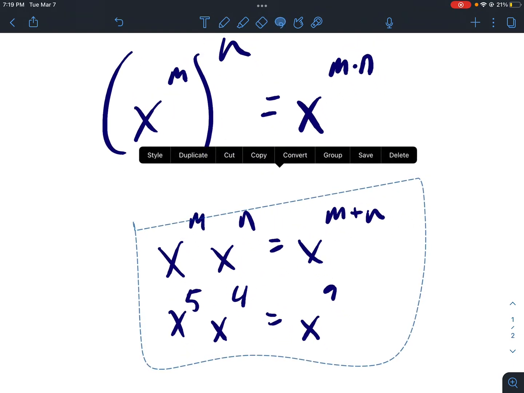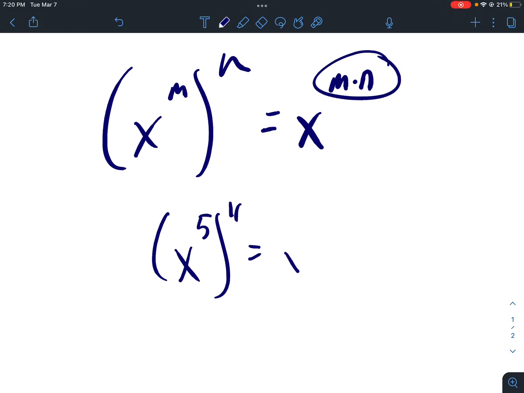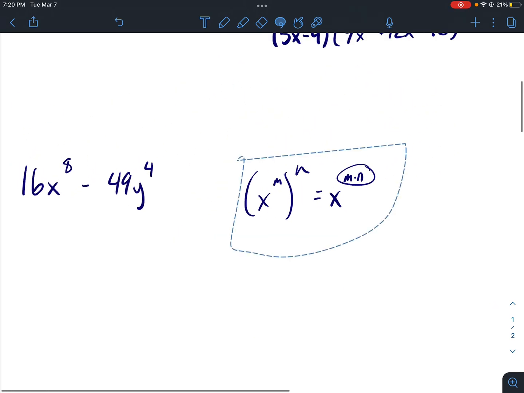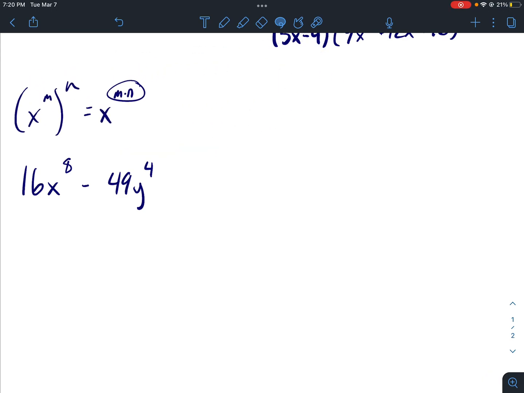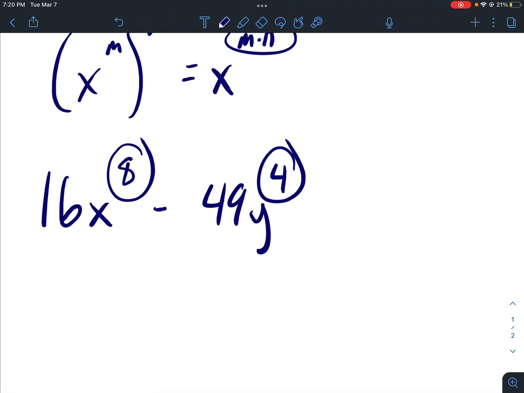If I have exponents that go to other exponents, so I have x to the 5th to the 4th power, this is going to equal the multiplication of those exponents. So this is going to be x to the 20th. So we're going to use this fact to work backwards and do some division. So let's keep this up here. So I want to write x to the 8th and y to the 4th as either a square or a cube.